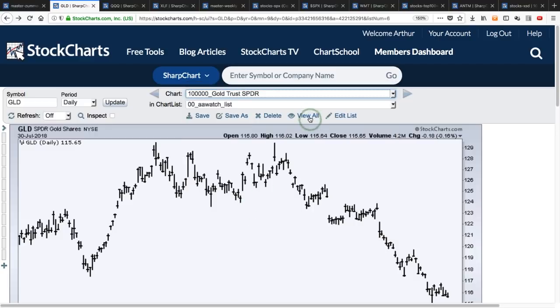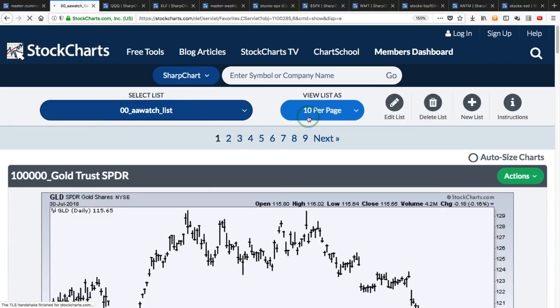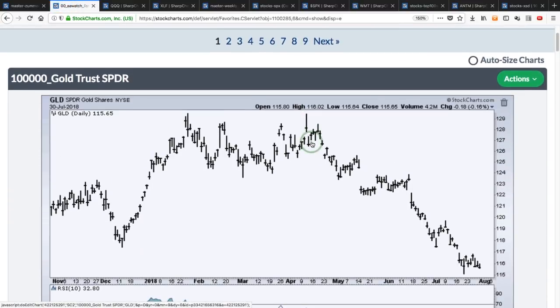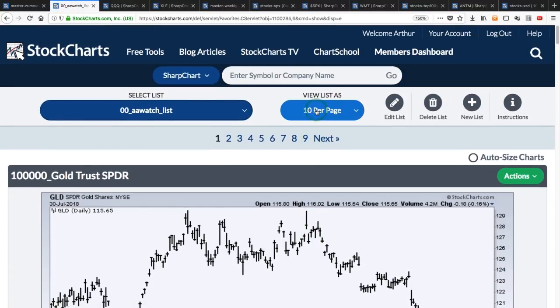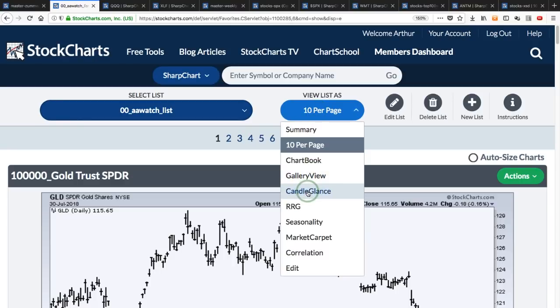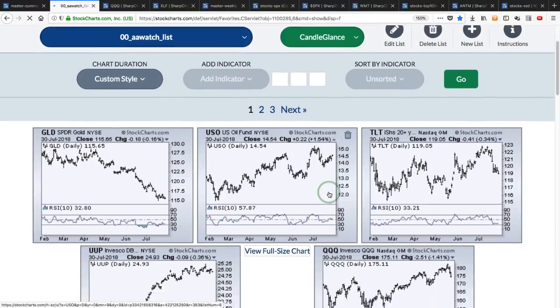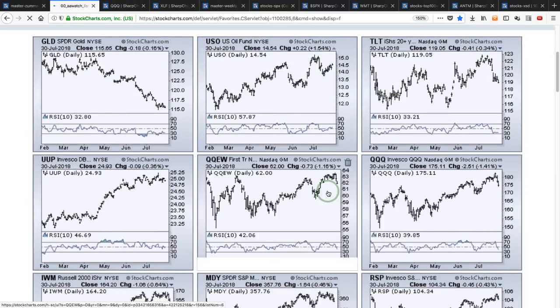Now, to get to CandleGlance, we're going to go to the View All link at the top just above the chart. And when I click View All, I'm going to get 10 per page. So I could do that to scroll through and see how the market is doing. But if I do CandleGlance, I'm going to get 30 smaller charts per page. Now you can see here, now I can get a real easy glimpse of what is happening in the market.